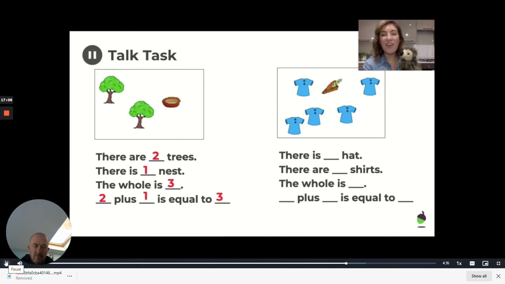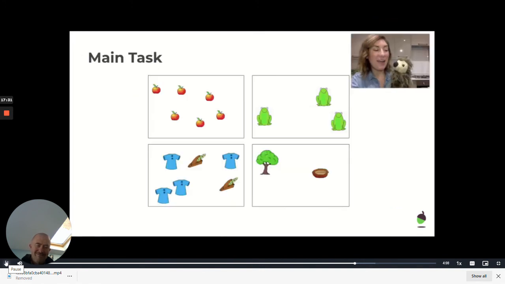All right, let's go over to the one with the shirts and the hats. All right, there is how many hats, everyone? 1. Good. There is 1 hat. There are 5 shirts. 5. So that means the whole is going to be 6. 1 plus 5 is equal to 6. Way to go, everyone.